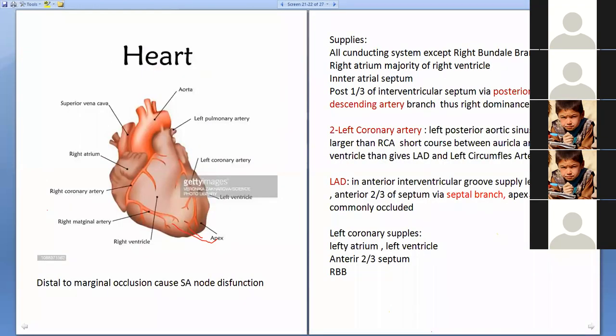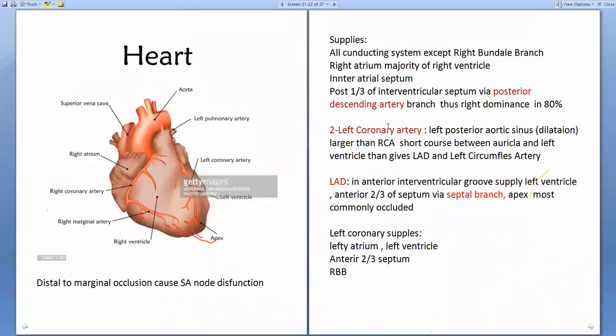So this is the left coronary artery. The left anterior descending is the larger branch, the main branch. It descends in the interventricular groove, the groove between the right and left ventricle. What does it do? It supplies the apex. Very important: what supplies the apex? The left coronary artery, specifically the left anterior descending artery. Always remember, the left anterior descending artery descends toward the apex and supplies the apex.